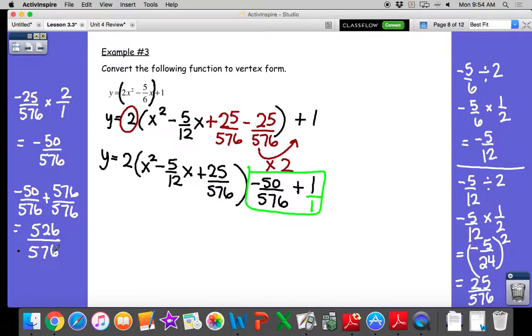Both of these numbers can be simplified as well. So you want to always simplify your fractions. The simplified fraction would be 263 over 288. So always simplify your fractions. Once I add them or subtract them, you need to make sure you get your common denominators and make sure you simplify your fractions. So this is my Q value.